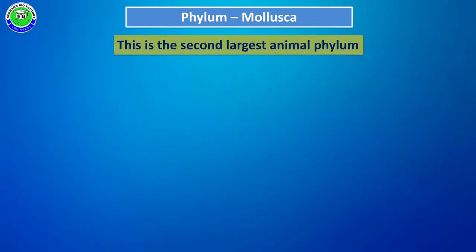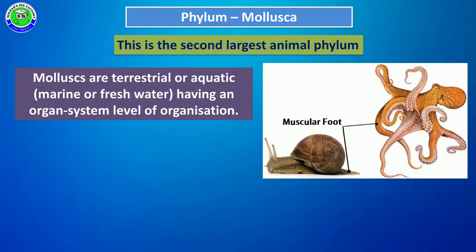The general character of phylum Mollusca is, in the entire animal kingdom, Arthropoda is the largest phylum. After Arthropoda, the second largest phylum in kingdom Animalia is Mollusca. Most of these members grow in terrestrial or aquatic environments. In case of aquatic members, they grow in either marine water or fresh water. All these members have an organ system level of body organization to perform different functions.